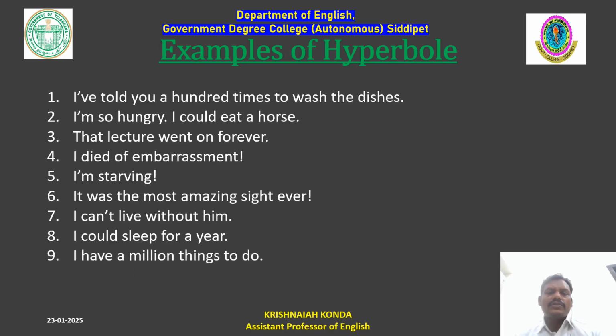I have a million things to do. This highlights how overwhelmed the person is. And last, finally, she is as slow as a turtle, a playful exaggeration to describe someone moving slowly. So these examples show how hyperboles exaggerate to emphasize an idea or a feeling. Hyperboles are not meant to be taken literally, but make descriptions more vivid and emotional.